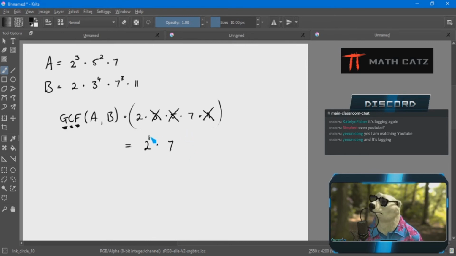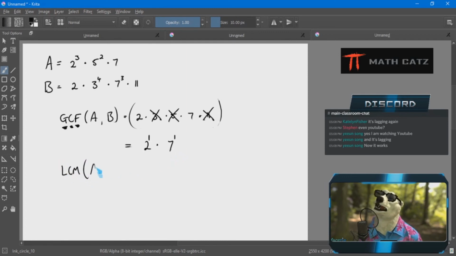Only 1, 2. Because otherwise, if I have more than that, then I won't fit into B anymore. How many 7s can I have? Yeah, only 1 7 as well. Oh, that's unfortunate. But it's the best we can do.